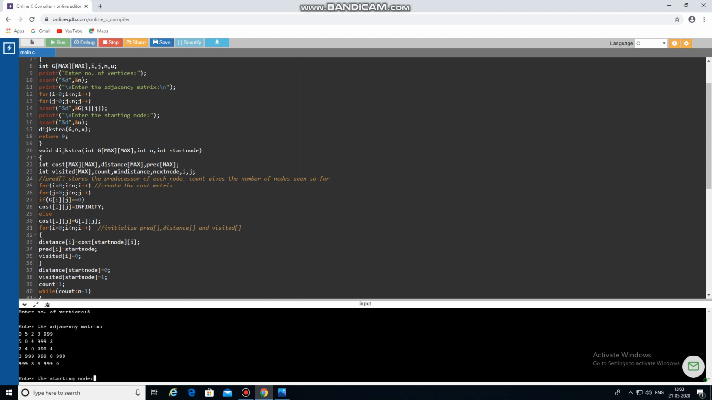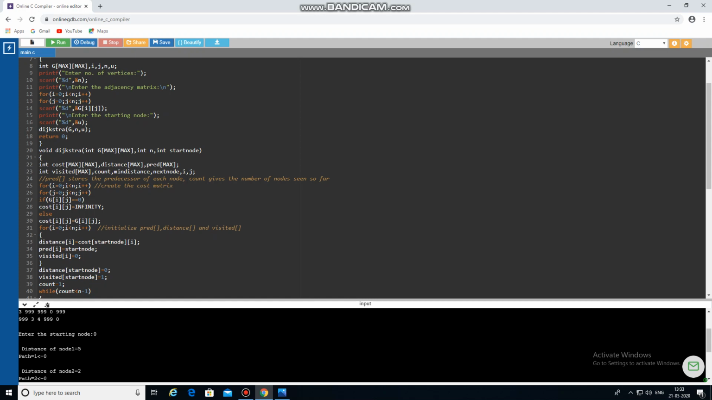So I will enter. Now I will select one node. From here the shortest path to all the nodes is calculated. I will take it as node A. Node A means here it is 0. So I will enter it as 0. We can see here all the paths with the shortest values are found, right?